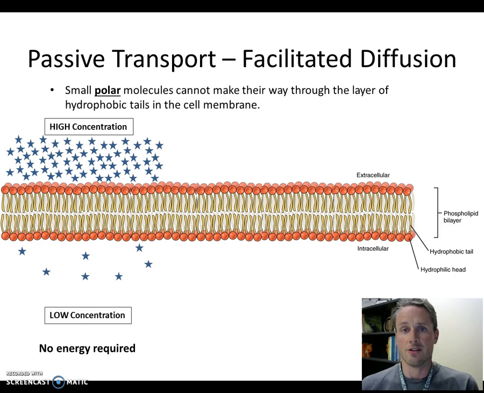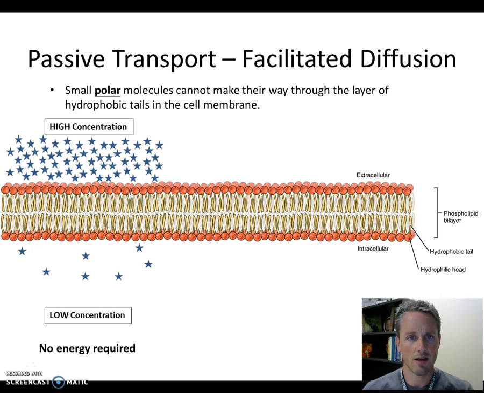Okay, so then we'll go to the last kind of passive transport, which is facilitated diffusion. So facilitated diffusion is going to be broken into two kinds, and we're going to talk about through a carrier protein first, but we'll get to that soon.